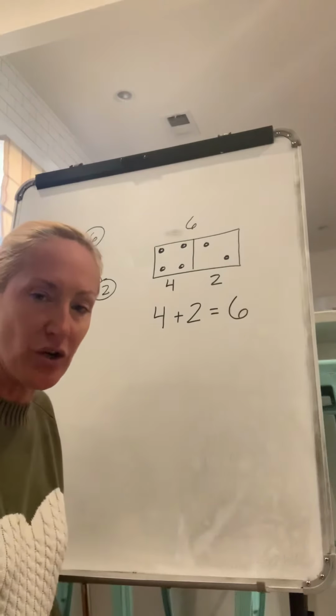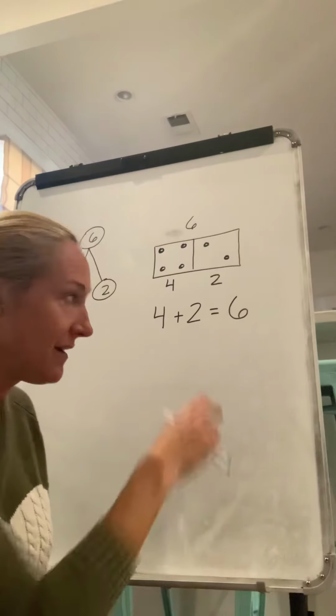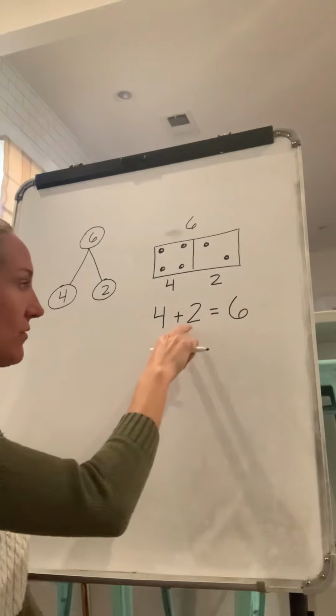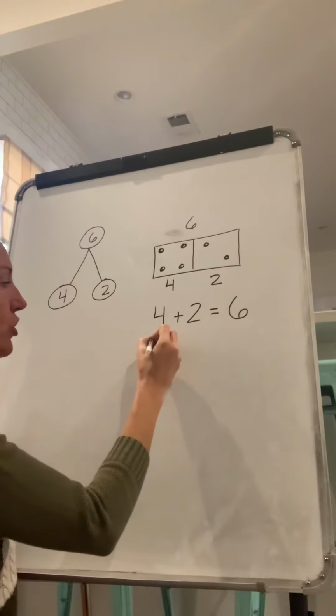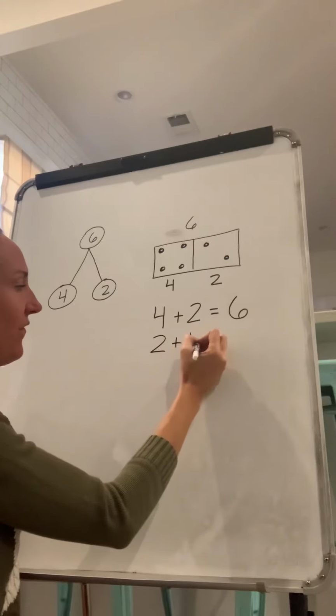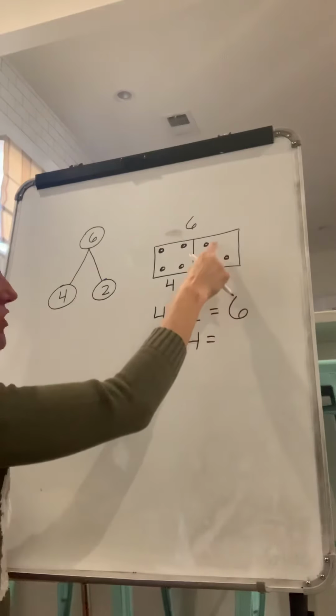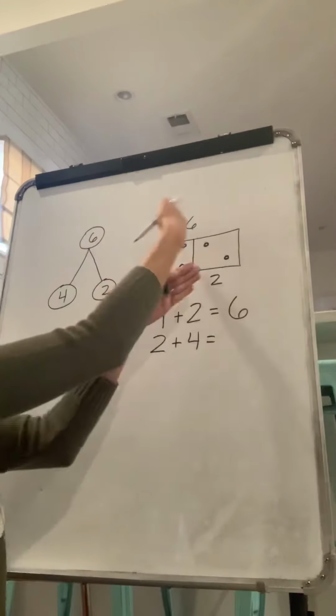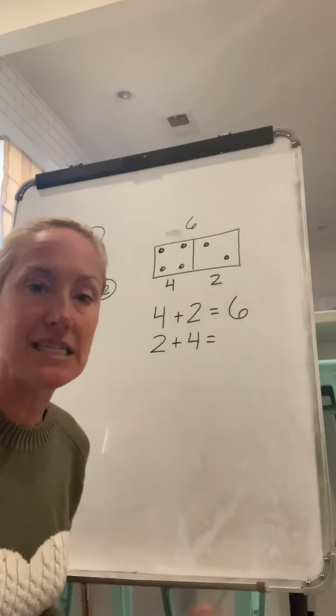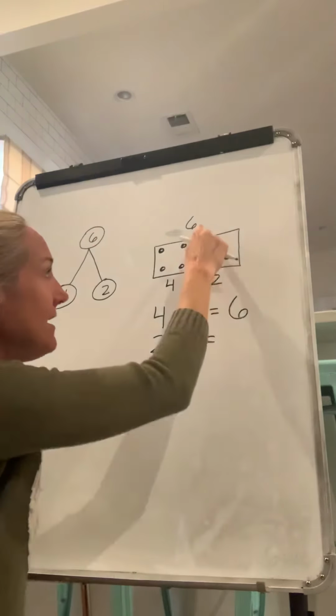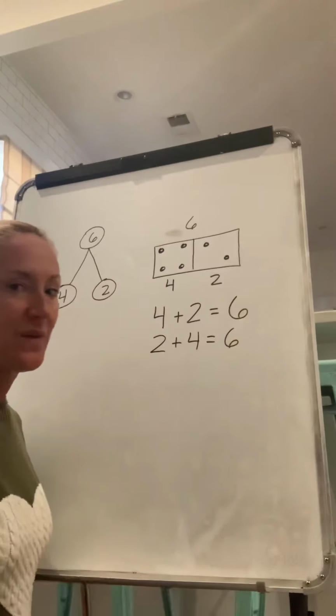And we've already learned how to do the turnaround fact really fast. So now let's put the 2 first. 2 + 4 = well, if I have two dots and four dots, we're just turning the domino around. It's still the same number of dots. It's still six. Boop. Okay.